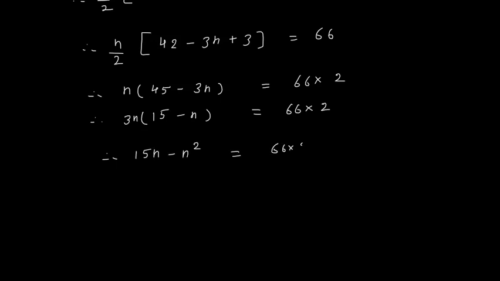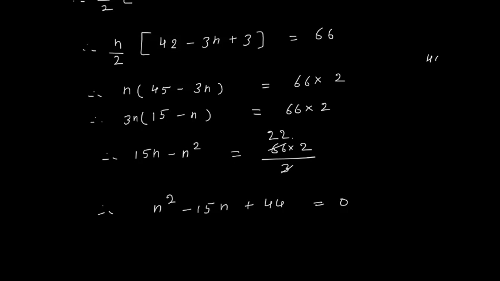It will become 66 into 2 divided by 3. So 3 2s are 22. So therefore this minus n square I will move on the right, so it will become plus n square minus 15n plus 22 into 2 is 44 is equal to 0.